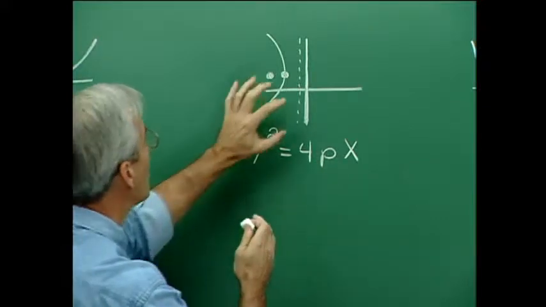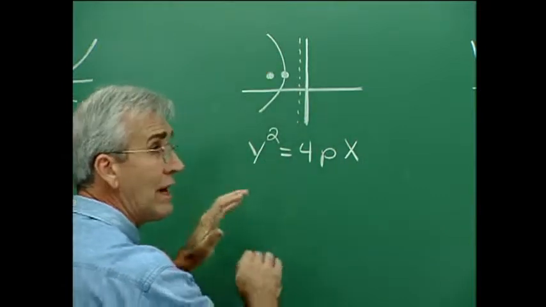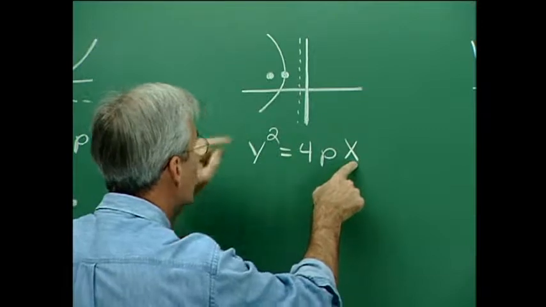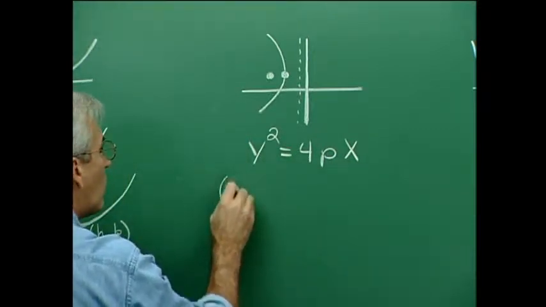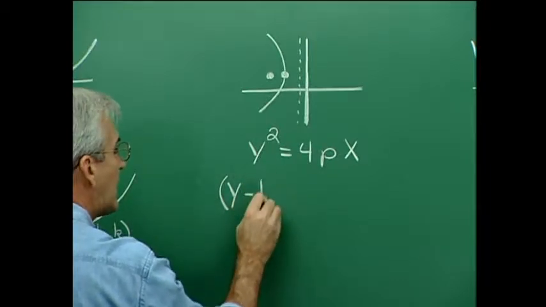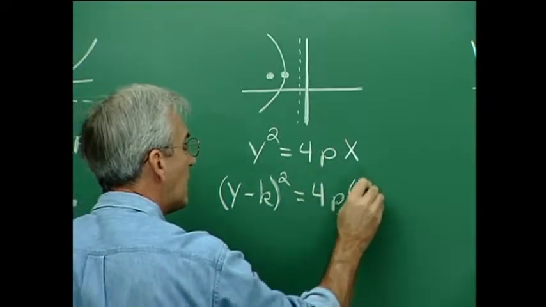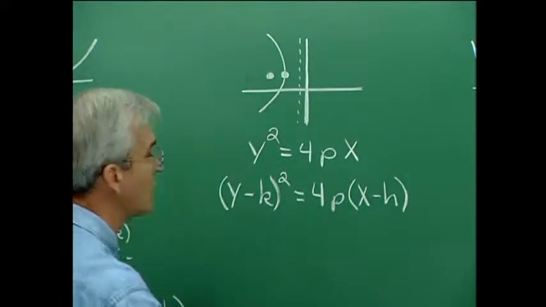And now, because we're moving the parabolic curve away from the origin, we introduce the idea of h and k. The h is associated with x and the k is associated with y. So this becomes y minus k squared equals 4p times x minus h. So now here's the equation associated with that one.